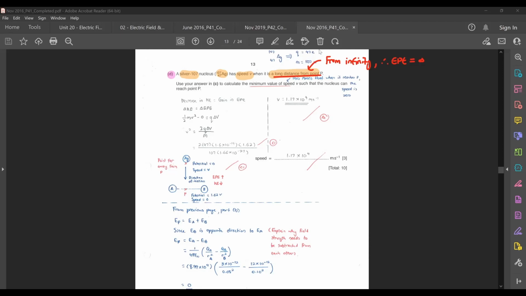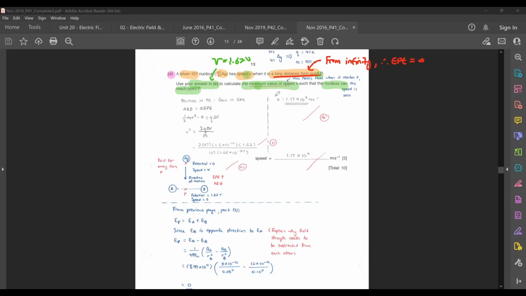Then after that, they ask you to use your answer in C, which is where you found out that the potential is 1.62 volts. Calculate the minimum value of speed V such that your nucleus can reach point P. Okay, you have a silver nucleus with a certain speed V coming from infinity towards point P.